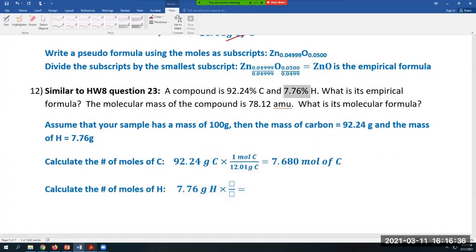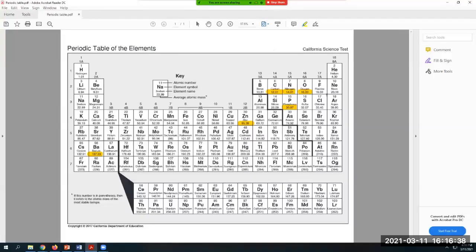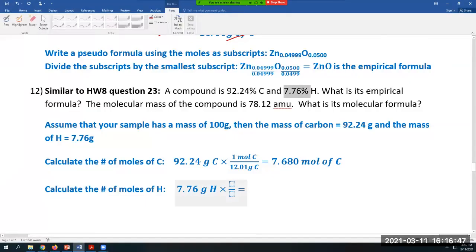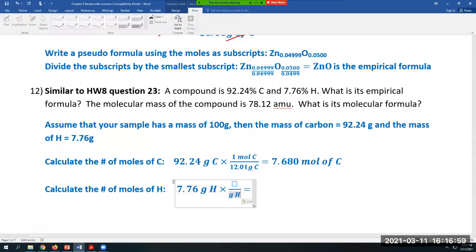And we will use the molar mass of hydrogen to change that into moles. Hydrogen is here, and its molar mass is 1.01 grams per mole. So because we have grams of hydrogen in the numerator in the given amount here, we want grams of hydrogen in the denominator so that we can cancel units. I can show how I cancel units here above for carbon. Cancel units here and cancel those units.